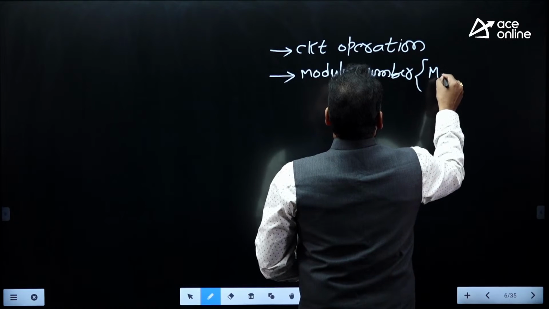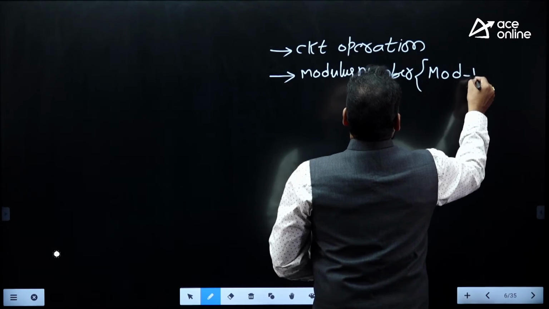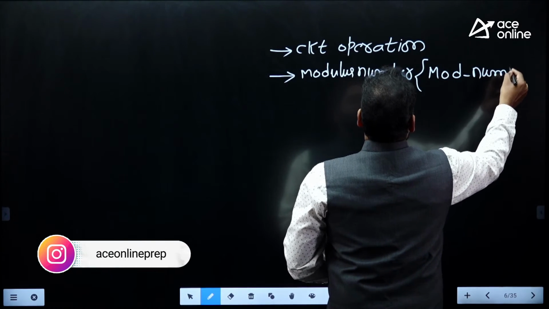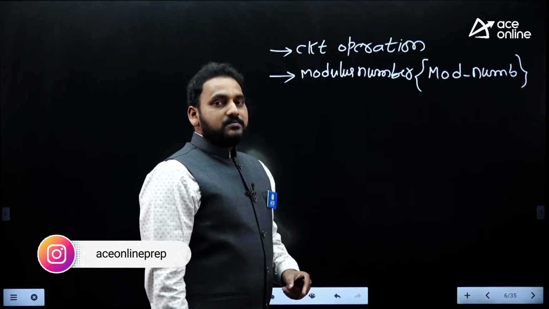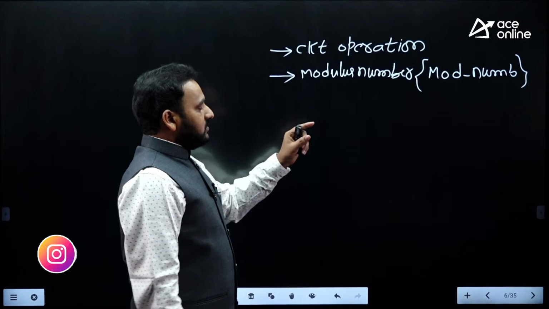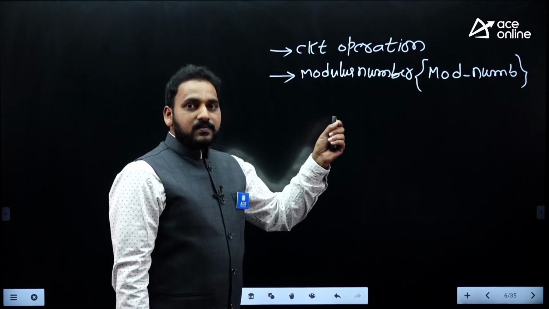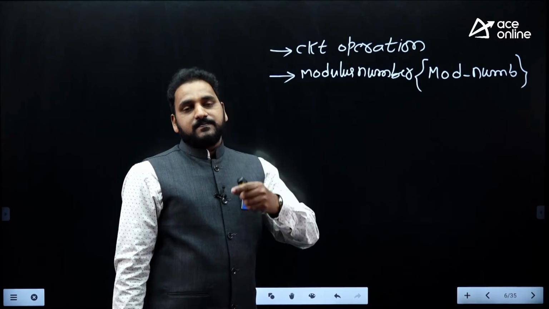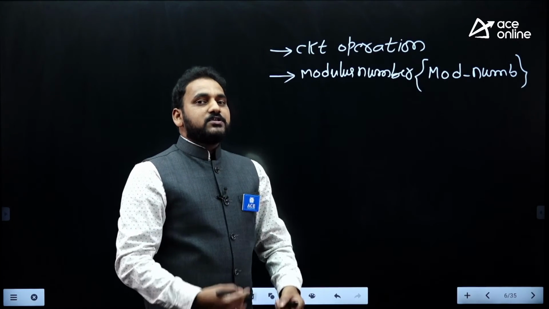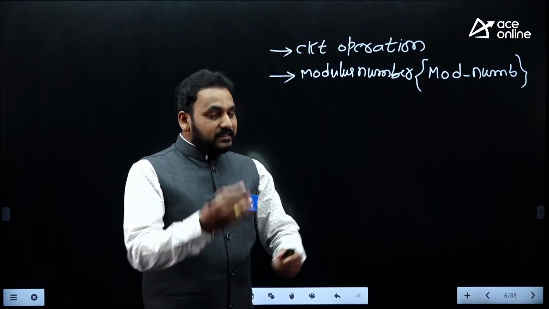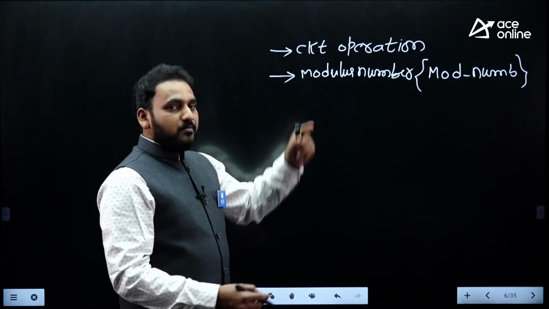I will write it as mod number during the explanation. So what is a modulus number? I will let you know. It is simply the number of states of a counter in its sequence. The counter is producing the sequence. How many states are produced by the counter in that sequence is actually called the modulus number.